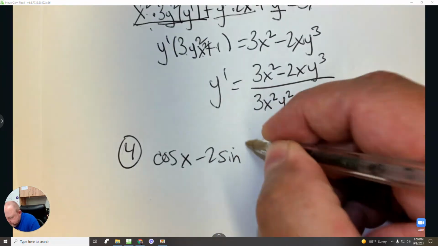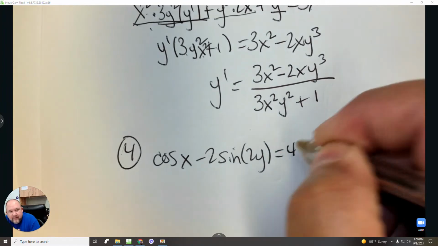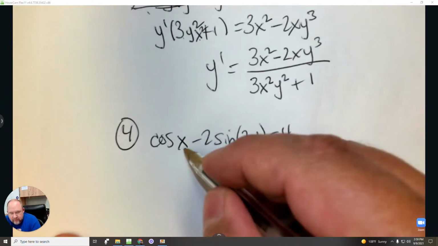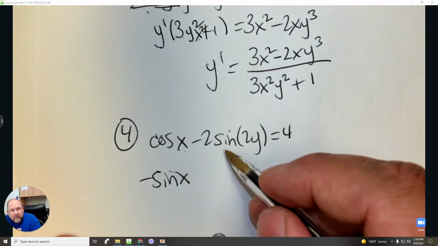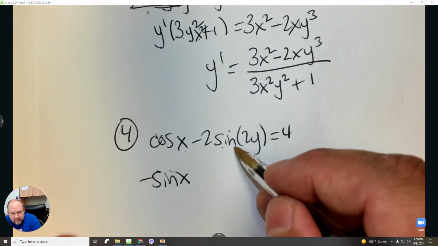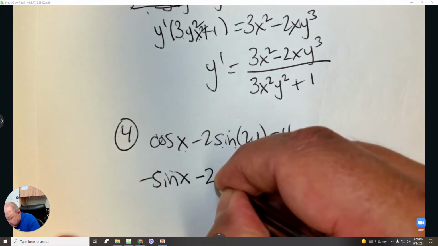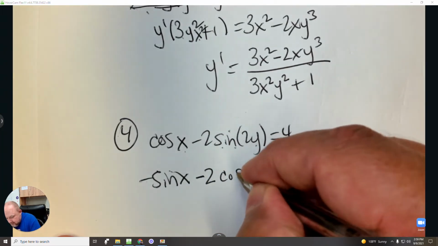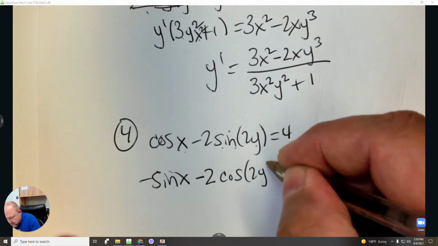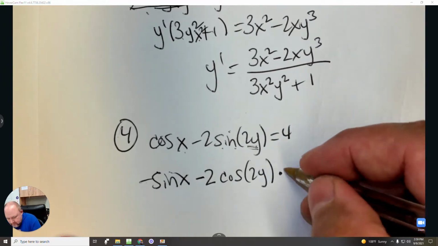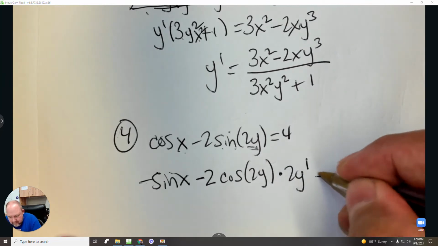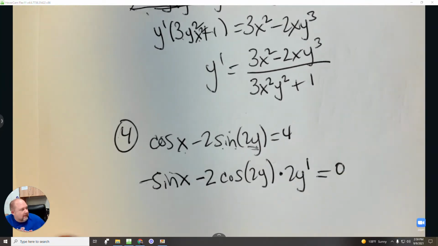Trigonometry. Here we go. What's the derivative of cosine x? That would be negative sine x. What's the derivative of negative 2 sine and so on? So it's first going to be negative 2 cosine 2y times, what's the derivative of the inside? 2y prime. And then the derivative of 4 is 0.